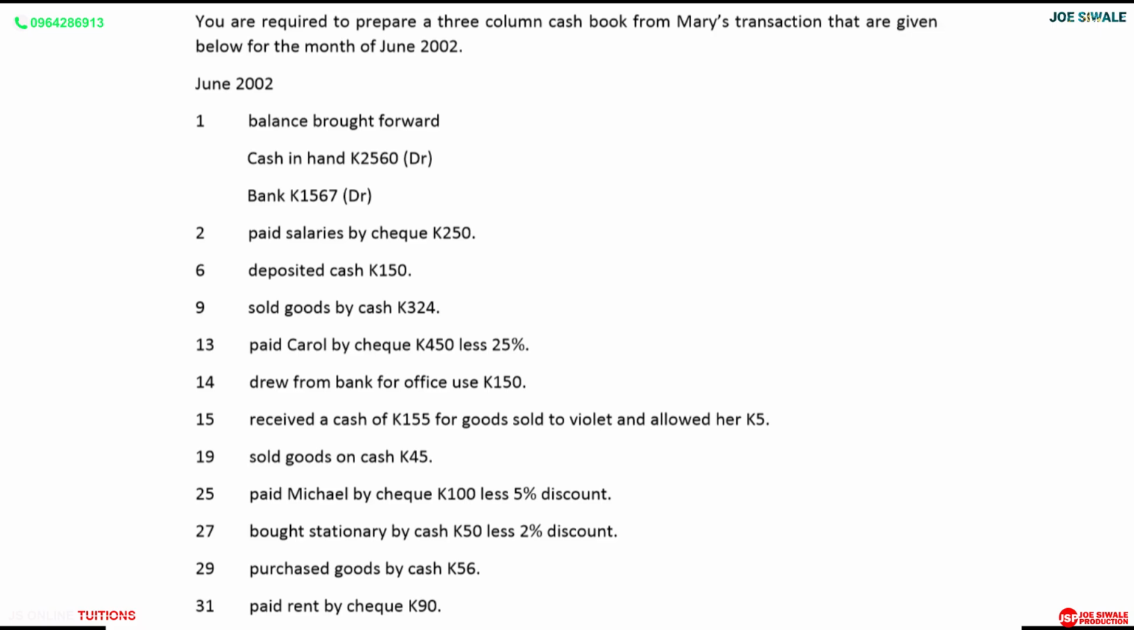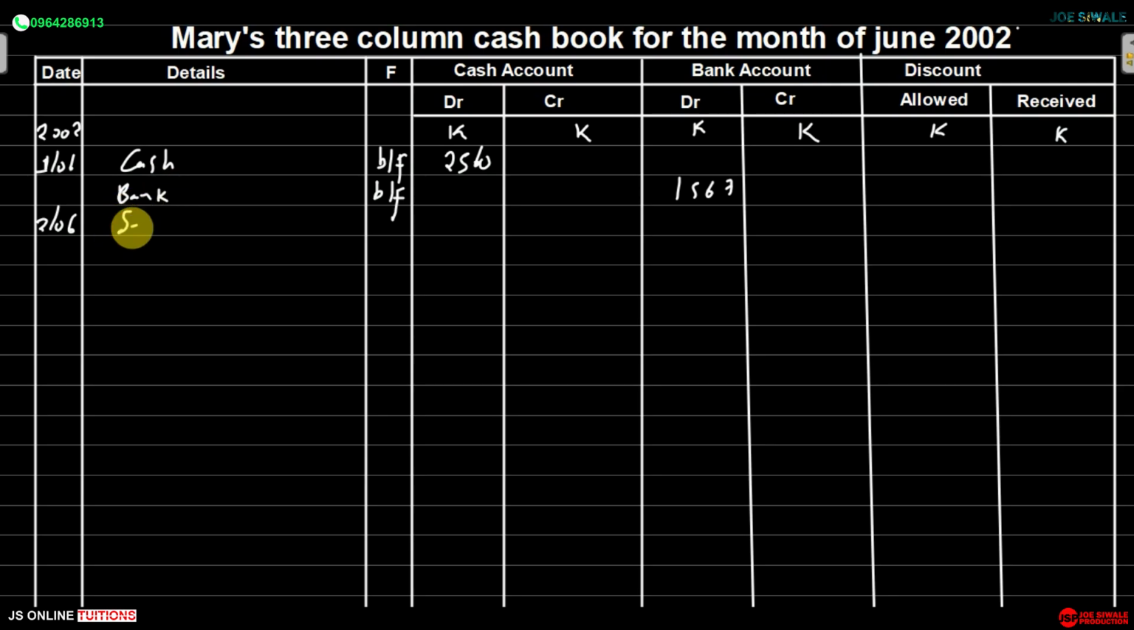Then on the 2nd of June, paid salaries by check amounting to 250 kwacha. So this type of transaction is taking money out of the business. That means that we're going to record it on the credit side of the bank account. So we are going to say salaries, and we're going to credit that amount. So we're going to have 250.